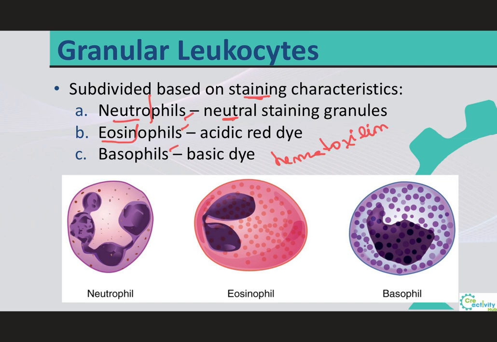From these images, we can see that all three cells have granules inside of them, which are those dots that we can see here on the neutrophils. We can also see them on the eosinophils, and these are stained in a pinkish color. And in the basophils, these are stained in a bluish purple color.